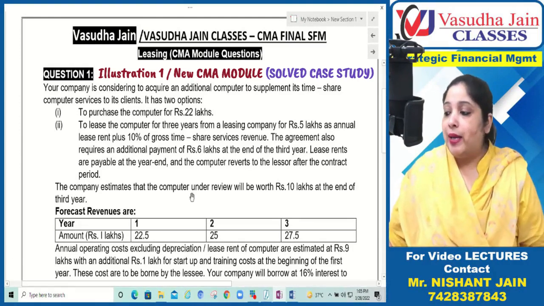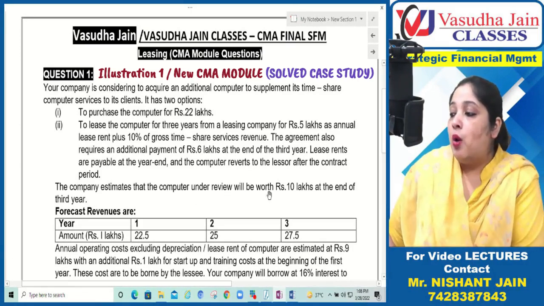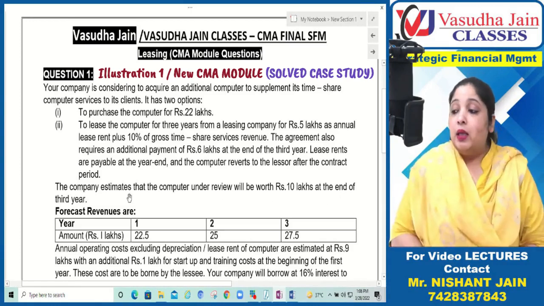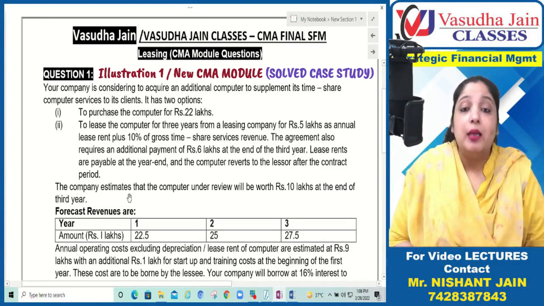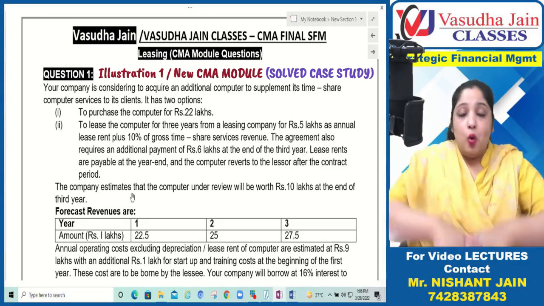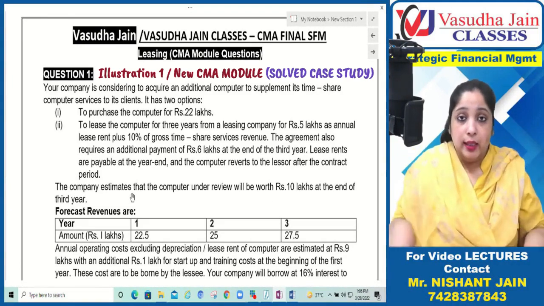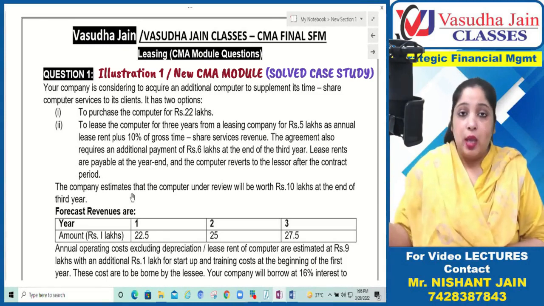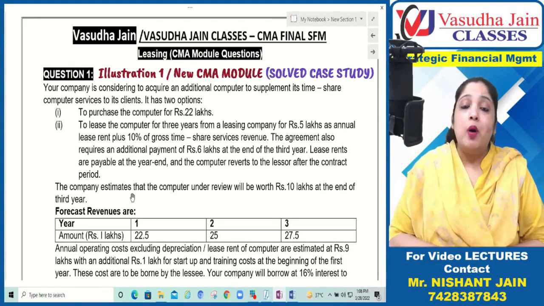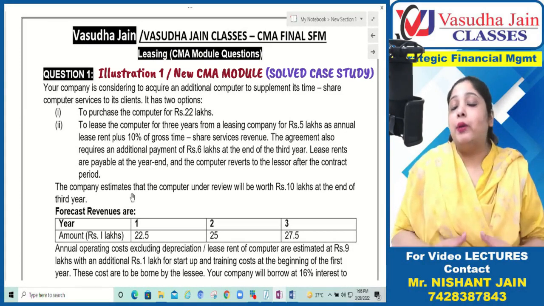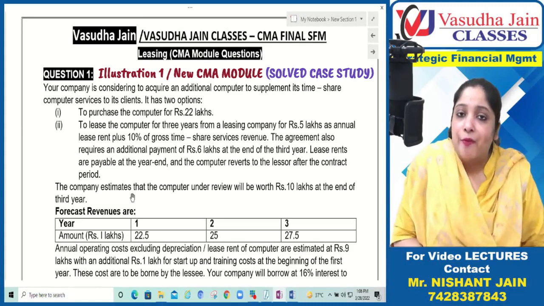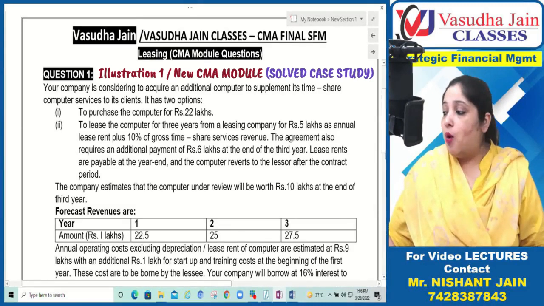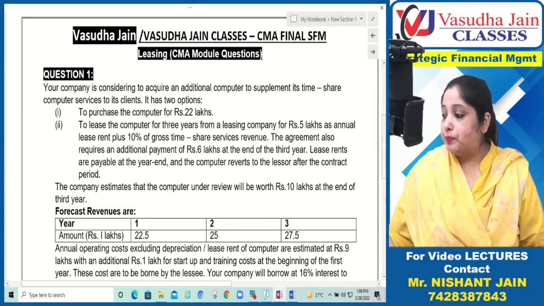The company estimates the computer under review will be worth 10 lakh at the end of the third year. At the end of the third year, the terminal year, when the whole story ends, the value of the computer will be 10 lakh. So basically they are telling you the salvage value, the scrap value of the computer at the end: 10 lakh. Now, what other information is given?